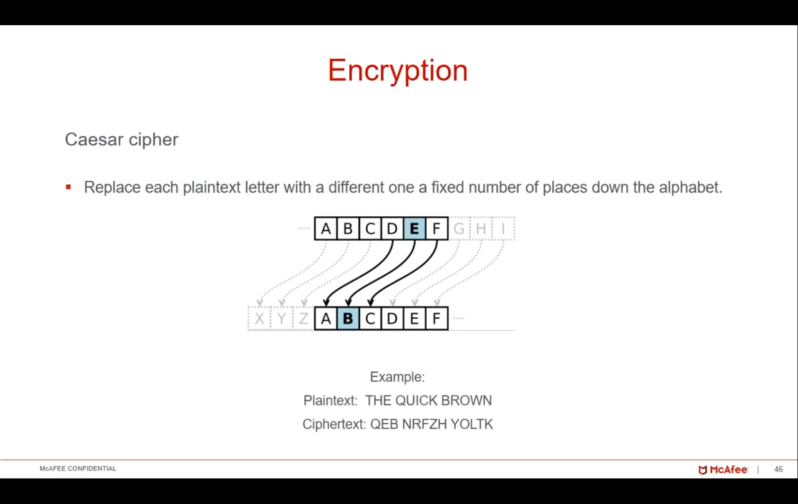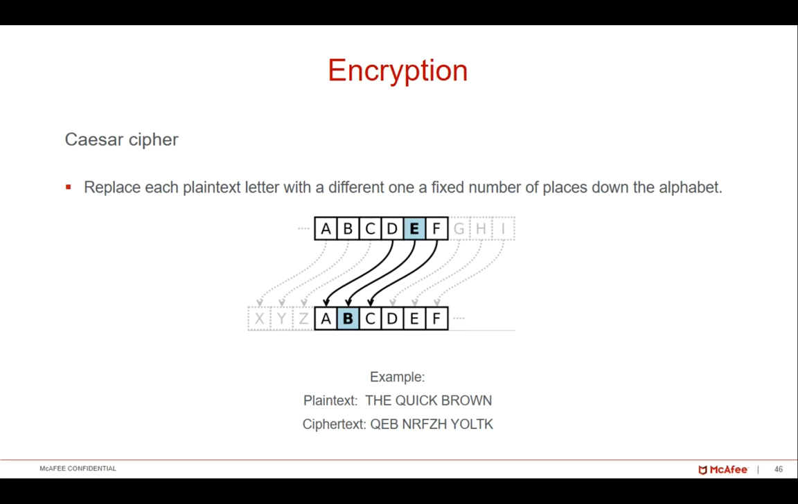Next, we will take one simple example. There is the Caesar cipher. In plain English language alphabets, it replaces each letter with another letter with a shift. For example, in this case, we have the plain text, the quick brown. Here, T is replaced by the letter Q, which is a three-letter left shift, correct? So it has become QUB NRFGH YOLTK. Nobody is able to understand that. So it has come into the ciphertext format.